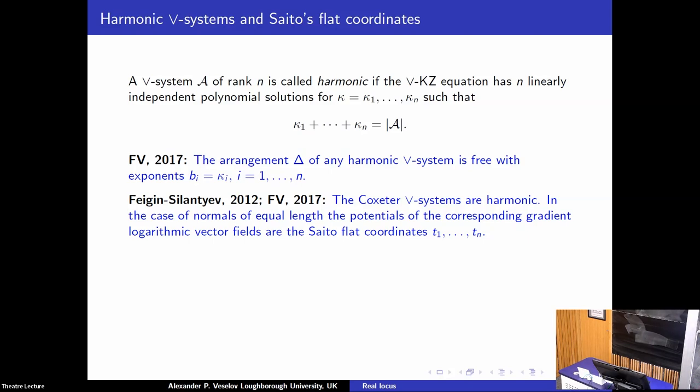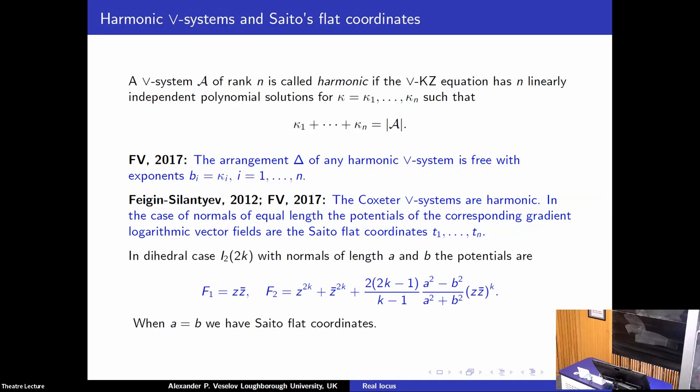Right, but look, you have to choose equal lengths, and this is the thing. If you choose not equal lengths, for example, you take a dihedral group with different lengths A and B, then you have these Saito flat coordinates, and this is an extra term, which depends on K. You see, if A equals B, it's gone, but otherwise it depends on K, and we don't know the meaning of this, right? We don't know. Well, these are flat coordinates, but what is this? We don't know. But it's coming kind of naturally.